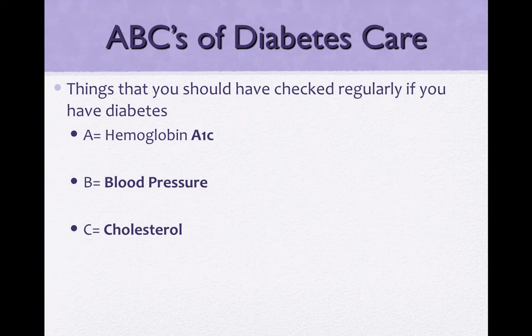So here are some things that you can do if you have diabetes, how to care for it, or if you know someone who has diabetes. These are some things that you can actually teach them. These are called the ABCs of diabetes care. Things that you should have checked regularly if you have diabetes. So the A stands for hemoglobin A1C, B stands for blood pressure, and C stands for cholesterol.